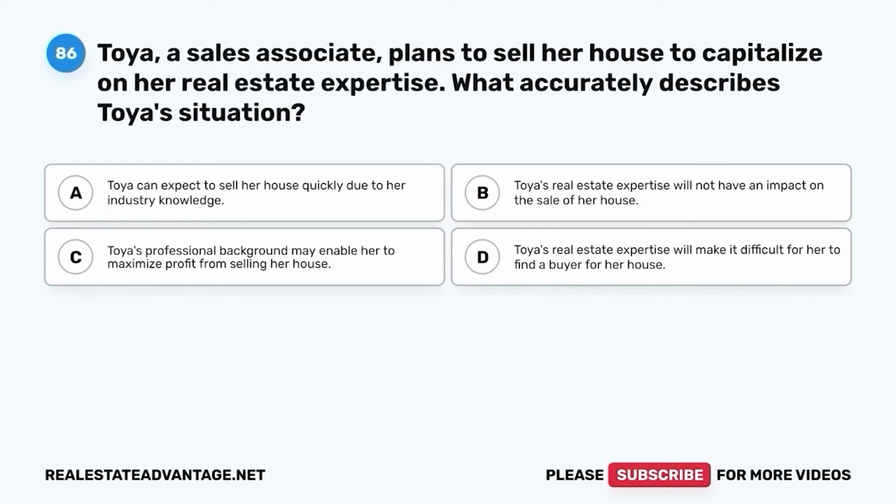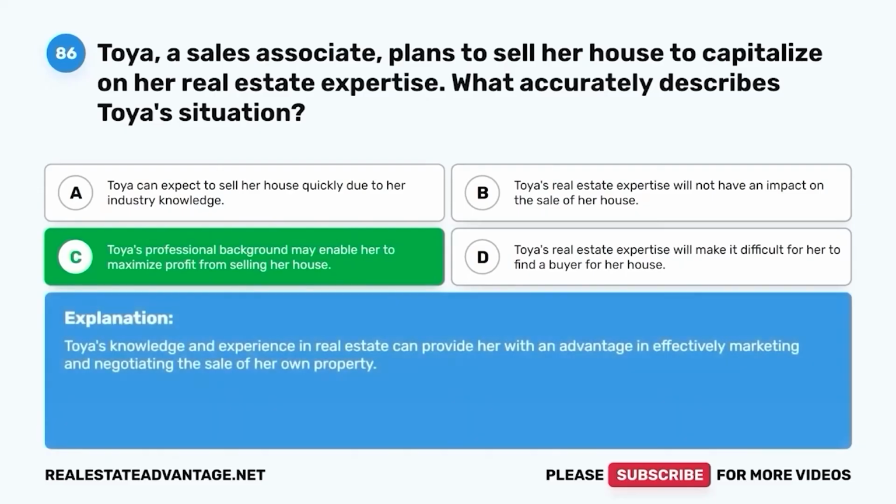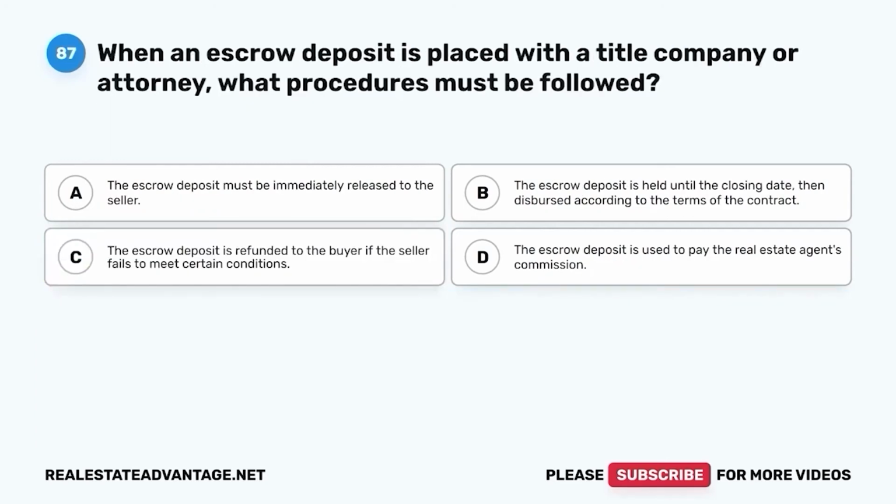C. Toya's professional background may enable her to maximize profit from selling her house. D. Toya's real estate expertise will make it difficult for her to find a buyer for her house. The correct answer is C. Toya's professional background may enable her to maximize a profit from selling her house. Toya's knowledge and experience in real estate can provide her with an advantage in effectively marketing and negotiating the sale of her own property.